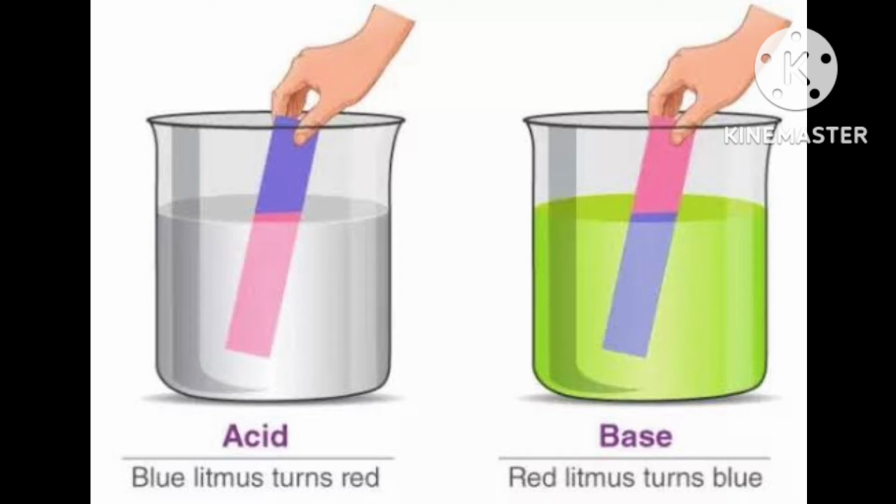Acids also liberate dihydrogen, meaning H2, on reacting with some metals. Generally, when an acid reacts with a metal, it liberates hydrogen gas, H2. Don't forget this.